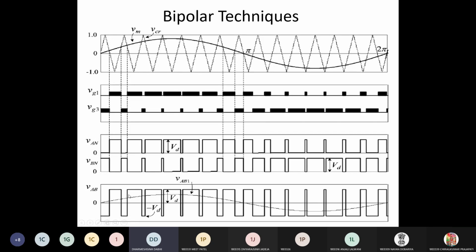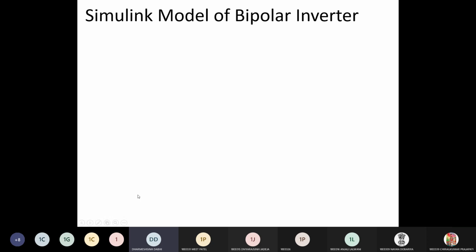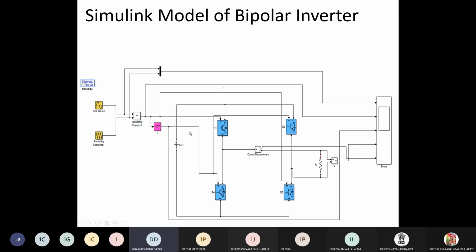Clear? Then, if you do the FFT analysis of this output voltage, you get higher order harmonics, which we have already seen in the simulation in the last lab. So this is a simulation of the bipolar PWM technique, and this is the logic by which you apply the gate pulse to S1 and S2 from the output of this logical operator. Then, through the NOT logical operator, you give the output as the gate pulse to switches 3 and 4.